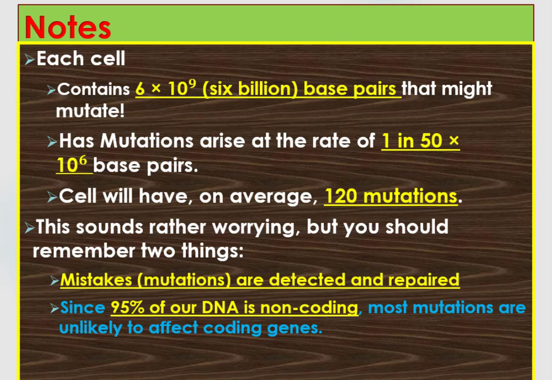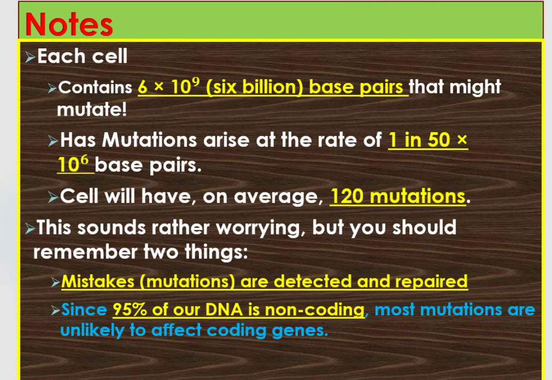Most of these mistakes or mutations are detected and repaired by proofreading enzymes. And since 95% of our DNA is non-coding, most mutations are unlikely to affect the coding genes. That means most mutations are more likely to occur on this 95% of our non-coding DNA. These are the reasons that most people are less vulnerable to genetic disease.